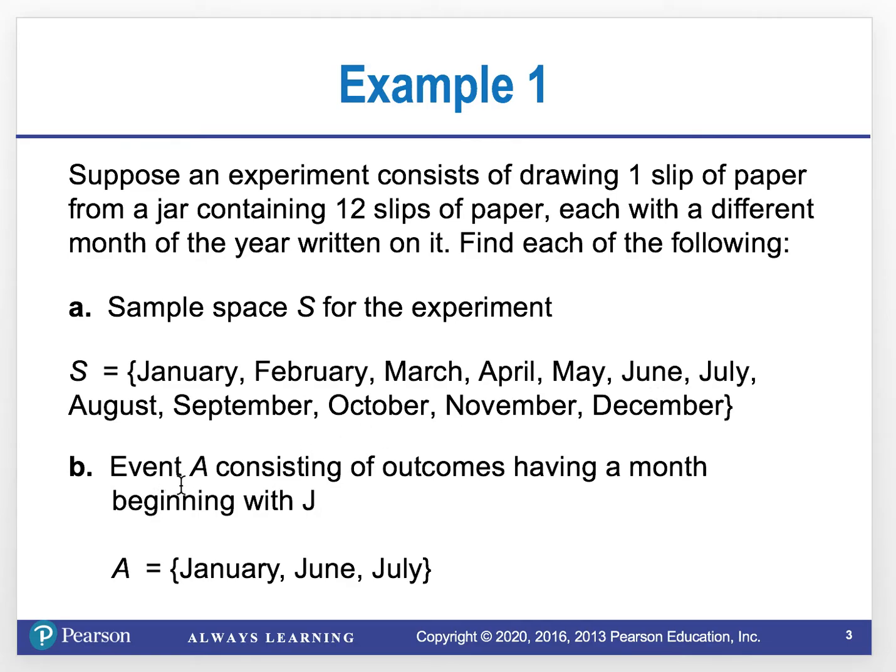And what would event A be if you wanted it to be a month beginning with J? Okay, so then this would be January, June, or July. Or you could have your event being months that end in BER. And then it would be September, October, November, December, etc.